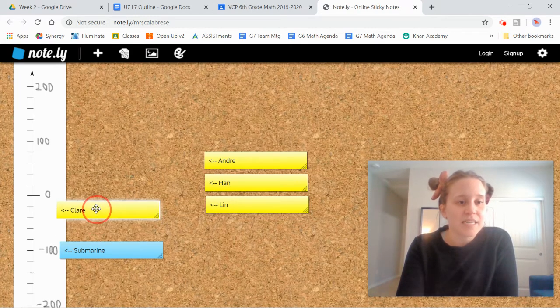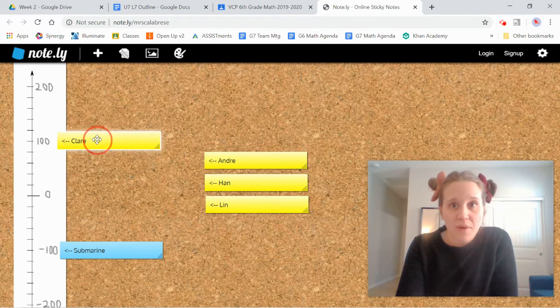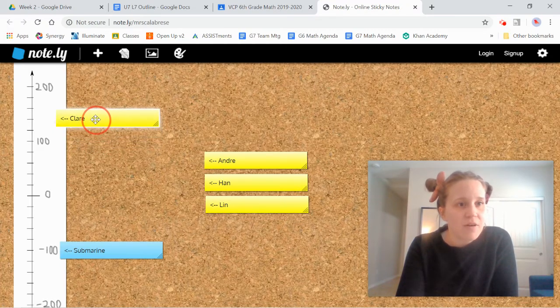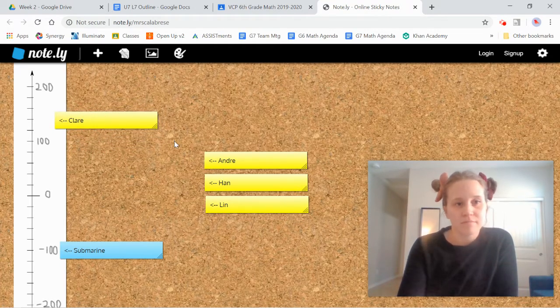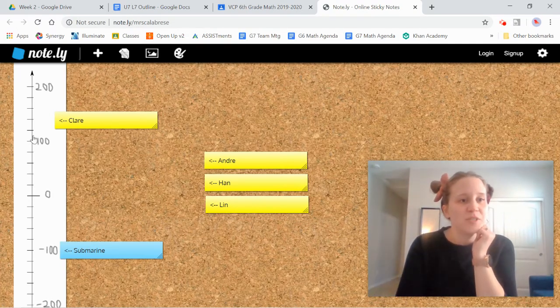So Claire actually needs to be at least 100 feet away from sea level, right? If she were exactly at 100, she'd be the same distance away from sea level as the submarine, because there's 100 feet here and 100 feet here, okay? But she needs to actually be farther. So I'm going to bump her up. Let's say she's at, I don't know, 140, okay? Claire could be in a lot of places, somewhere between 100 and 200, okay?